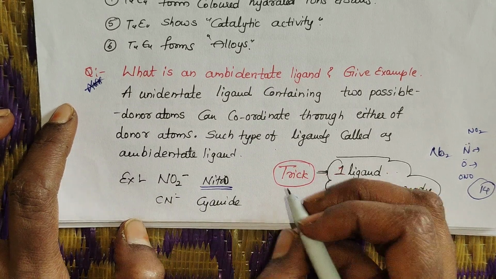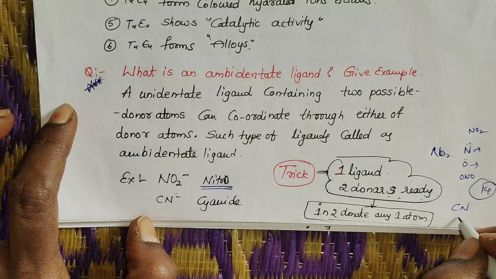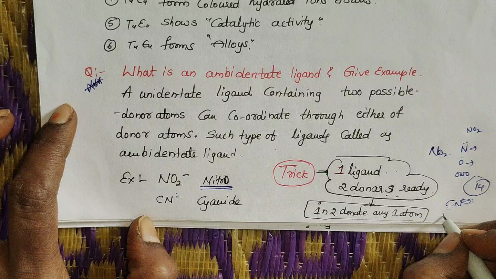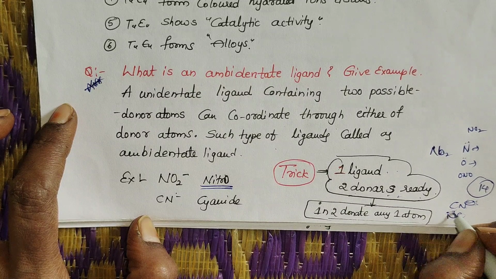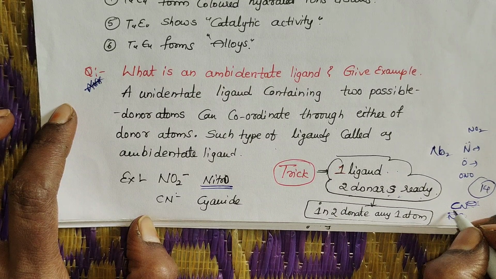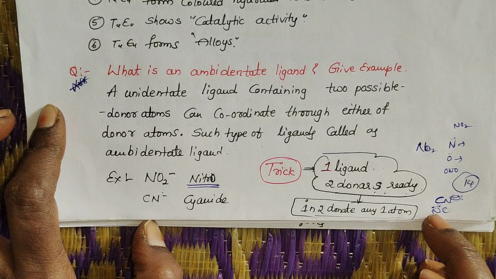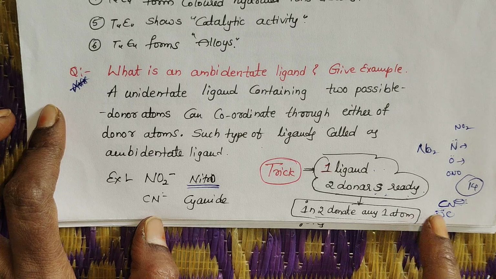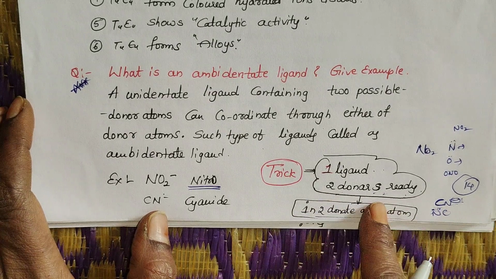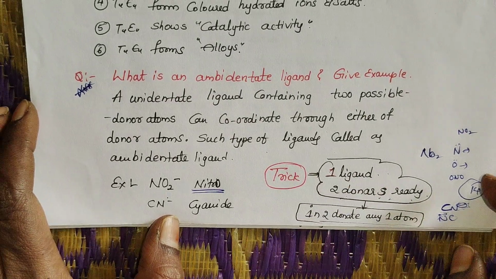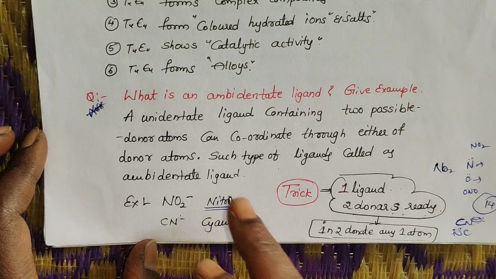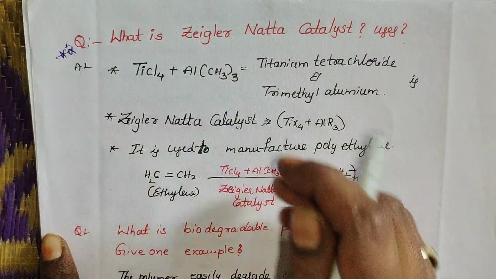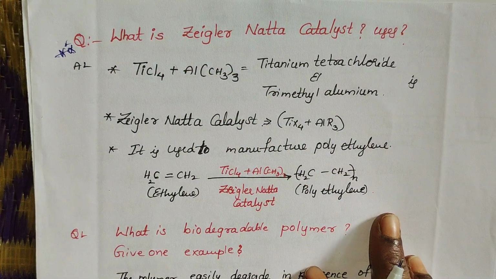Next, cyanide also. CN, cyanide condition, carbon donor; and NC, isocyanide, nitrogen donor. 2 donor sites are present in a single ligand. This is known as an ambident ligand. Examples: nitro and cyano. Important question.